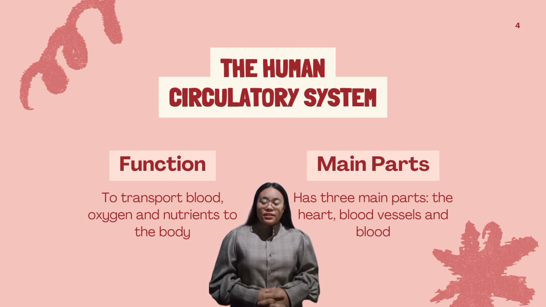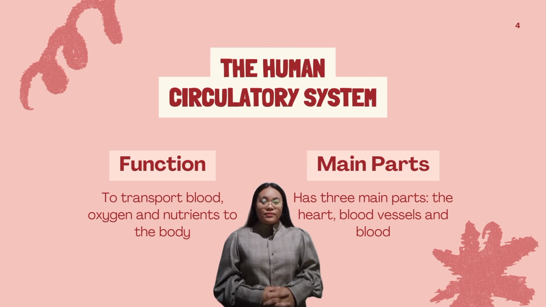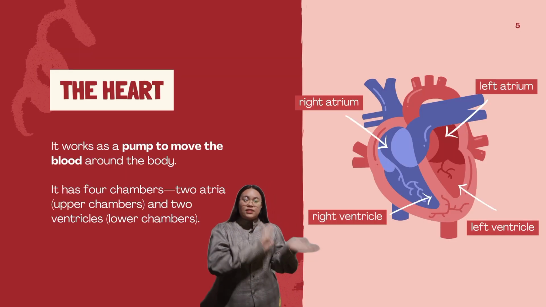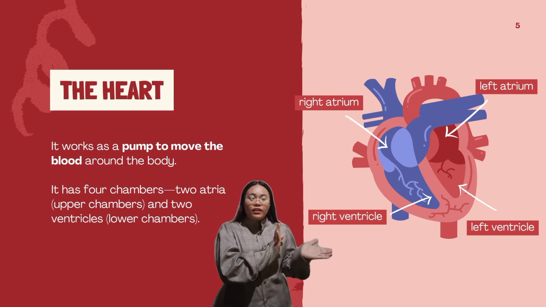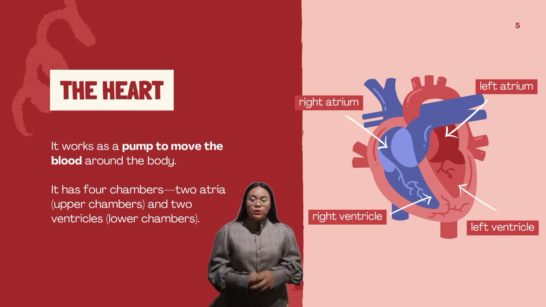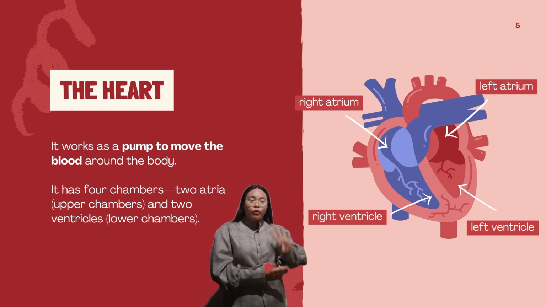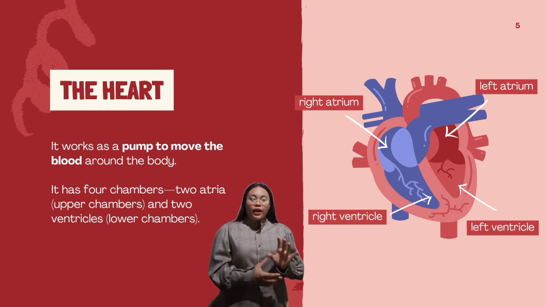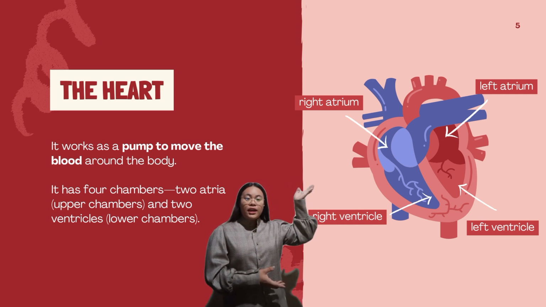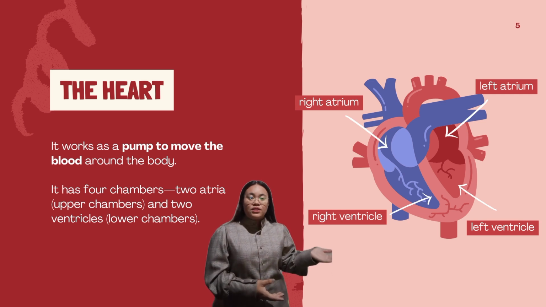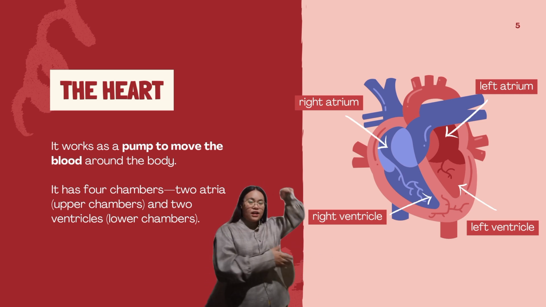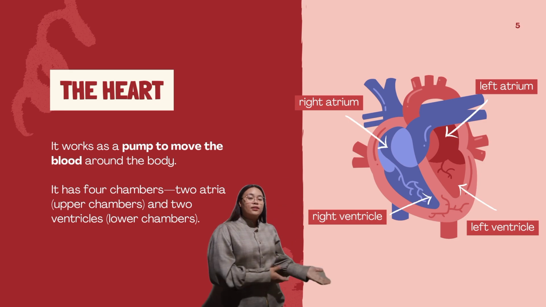Let's discuss what the heart is. In the picture, you can see this is the heart. The heart works as a pump to move the blood around the body. It has 4 chambers. As you can see in the picture, there are 4 chambers: the upper chambers and the lower, or ventricular, chambers.